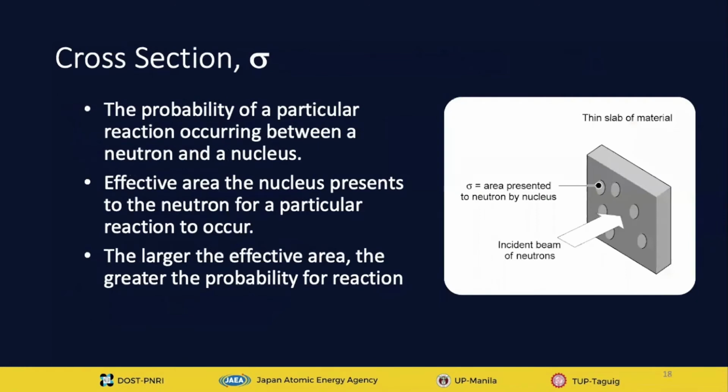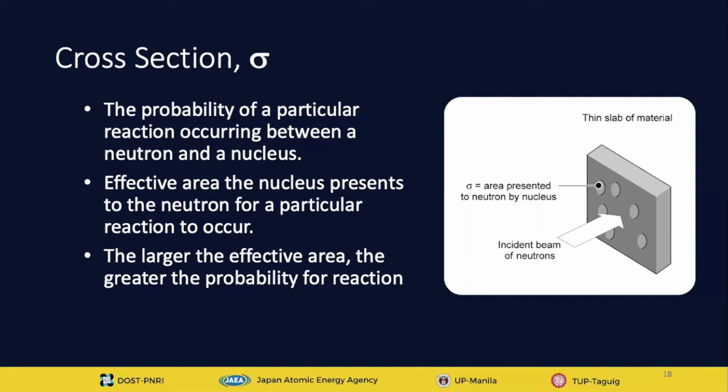The nuclear cross-section, or simply the cross-section denoted by the symbol sigma, is the probability of a particular reaction to occur between a neutron and a nucleus. In other words, this is the effective area that the nucleus presents to the neutron for a particular reaction to occur. The larger the effective area, the greater will be the probability for this reaction.